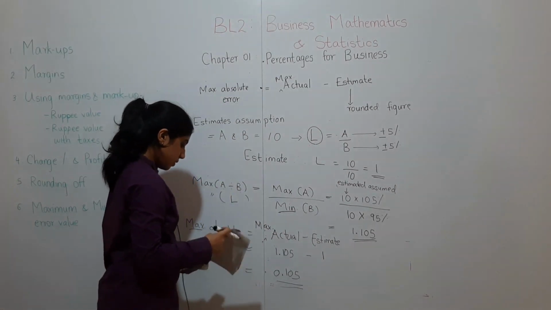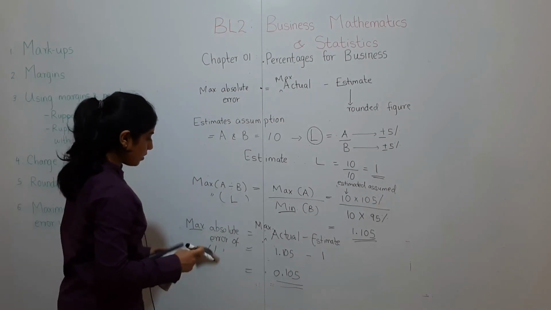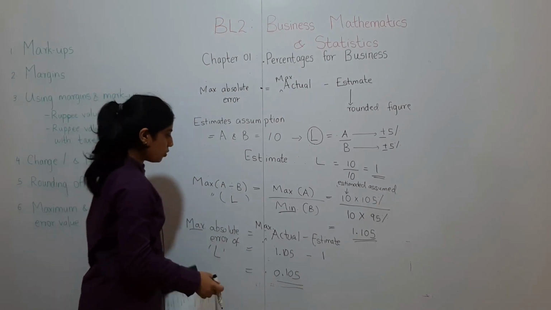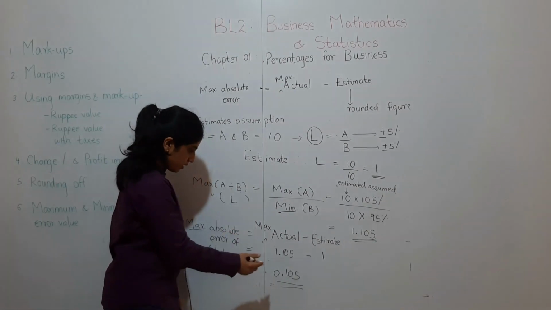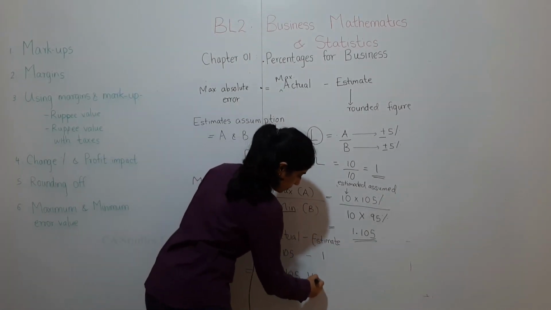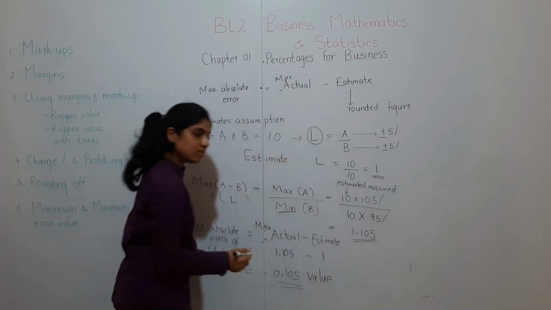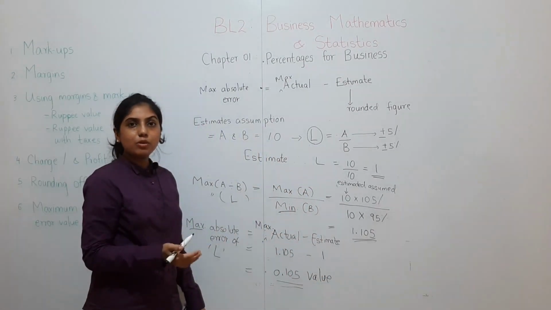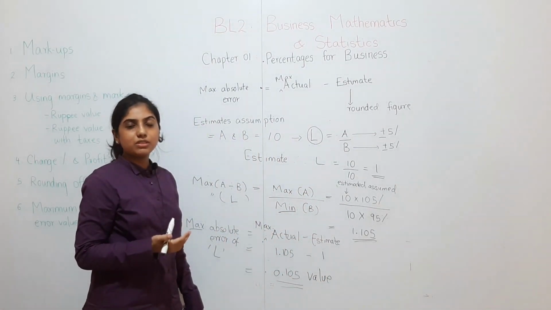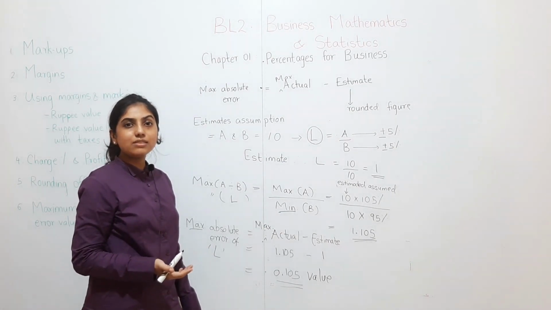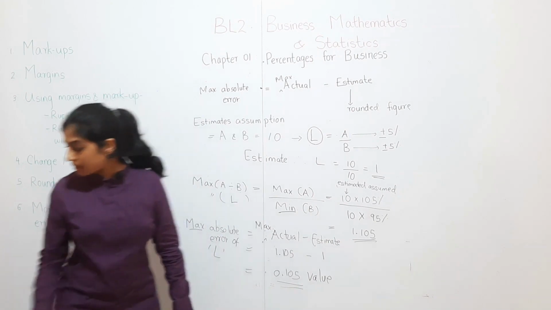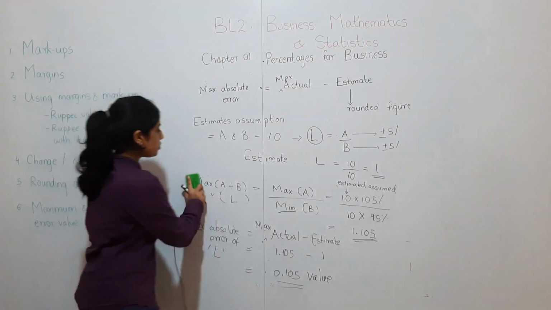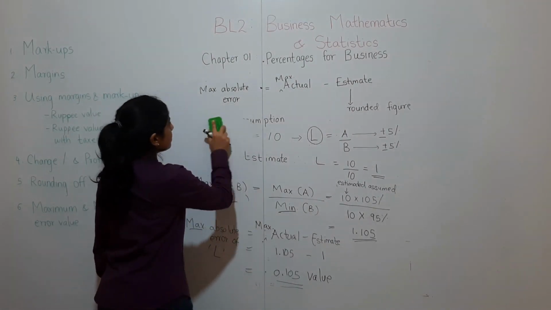Fine. Now let's find. Now they have given in percentage, no? Now this is the error value, no? Okay, this is the value. Percentage means what it is called? The name of absolute errors expressed in percentage terms are called maximum relative error. Okay, don't forget that.